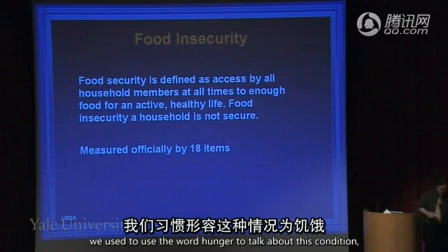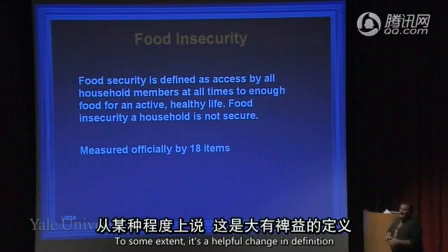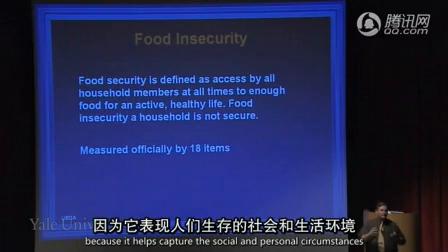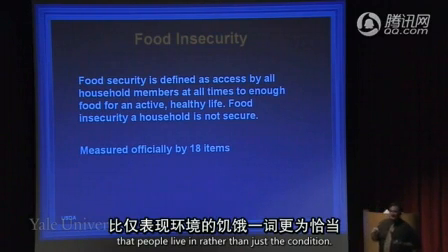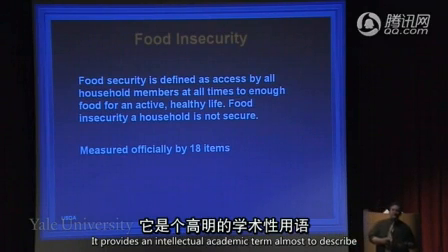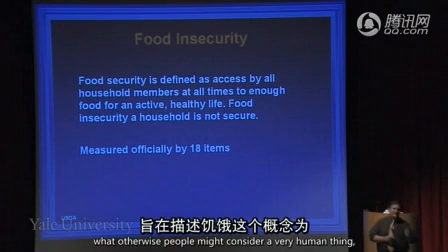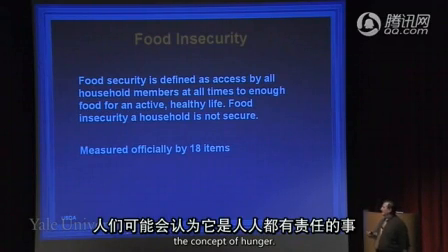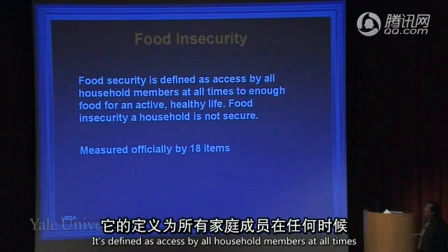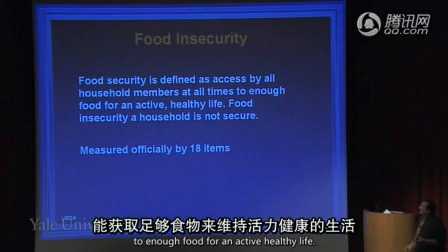In the United States, we used to use the word hunger to talk about this condition, but now people talk about food insecurity. To some extent, it's a helpful change in definition because it captures more about the phenomenon than just the word hunger, because it helps capture the social and personal circumstances that people live in rather than just the condition. But it's also a euphemism in some ways. It provides an intellectual, academic term to describe what otherwise people might consider a very human thing, the concept of hunger. But here's how it's defined by the U.S. Department of Agriculture: access by all household members at all times to enough food for an active, healthy life.